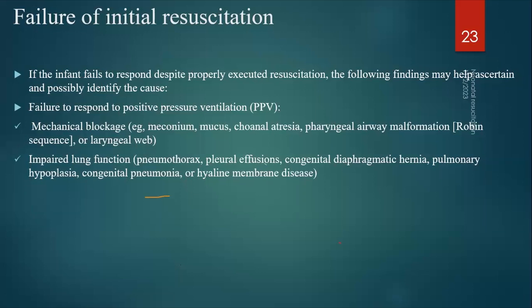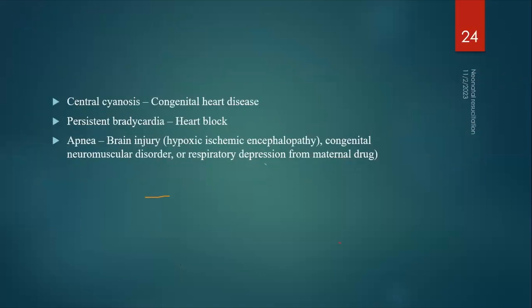The other cause is impaired lung function due to pneumothorax, pleural effusion, congenital diaphragmatic hernia, pulmonary hypoplasia, or congenital pneumonia. With these diseases, the patient might have impaired lung function, so they might fail positive pressure ventilation. There's also central cyanosis: despite our positive pressure ventilation and oxygen administration, the patient might not reach target saturation. This could be due to congenital heart disease. The patient may have persistent bradycardia with lower heart rate due to heart block, and apnea due to brain malformation, hypoxic encephalopathy, congenital neuromuscular disorders, and respiratory depression from maternal drugs, especially opioids, might cause persistent apnea despite appropriate positive pressure ventilation. So this differential diagnosis should be considered before declaring the child a failed resuscitation.